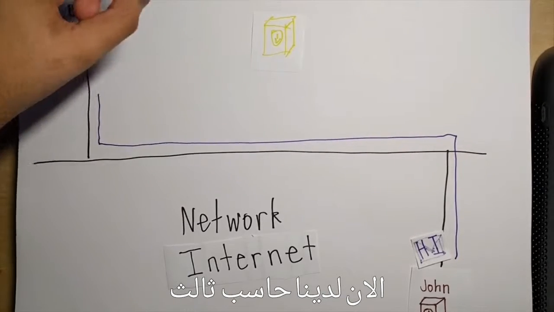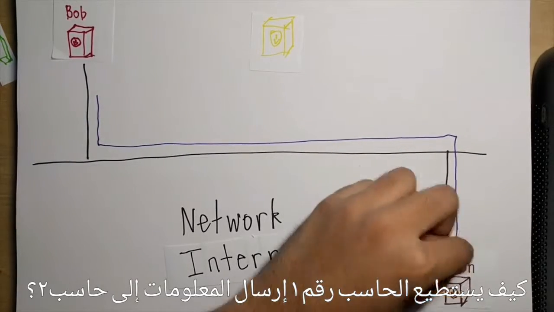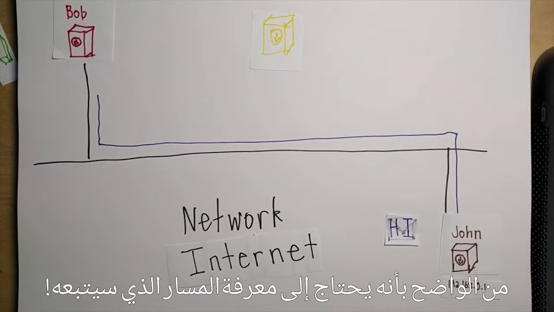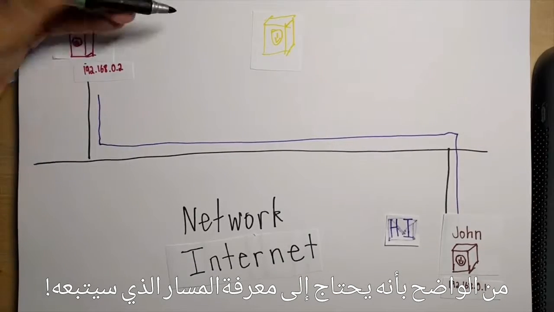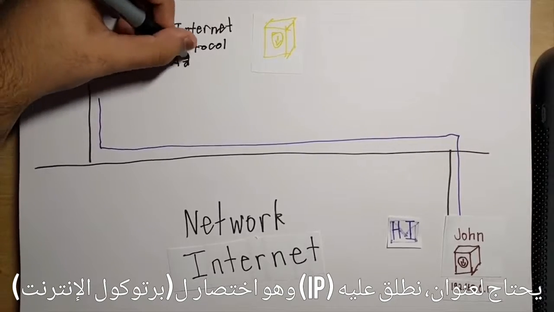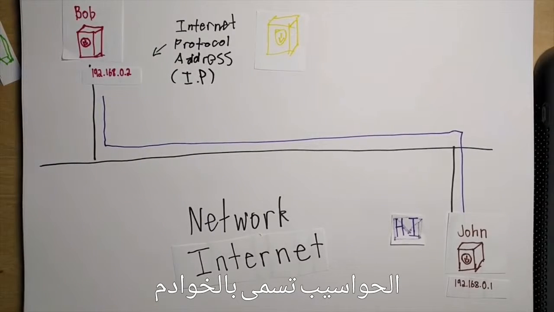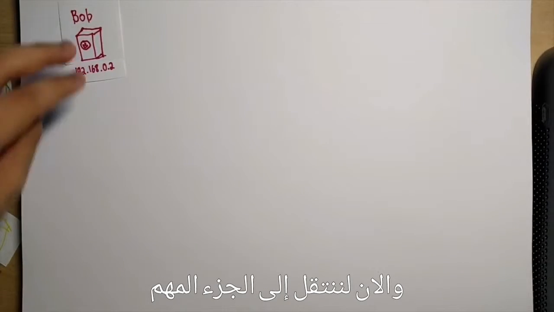Now we add a third computer. How does computer 1 know how to send information to computer 2? Obviously, it needs to know what path to follow. It needs an address. We call this an IP address, which stands for Internet Protocol. The computers are called servers.